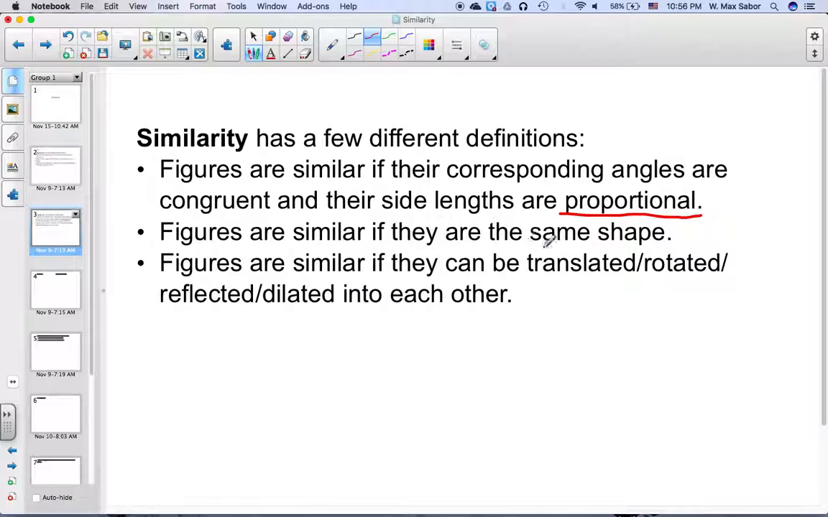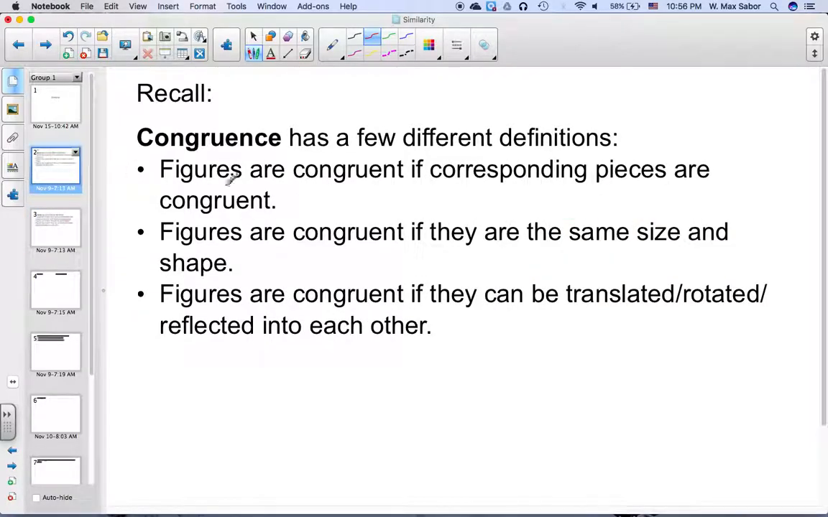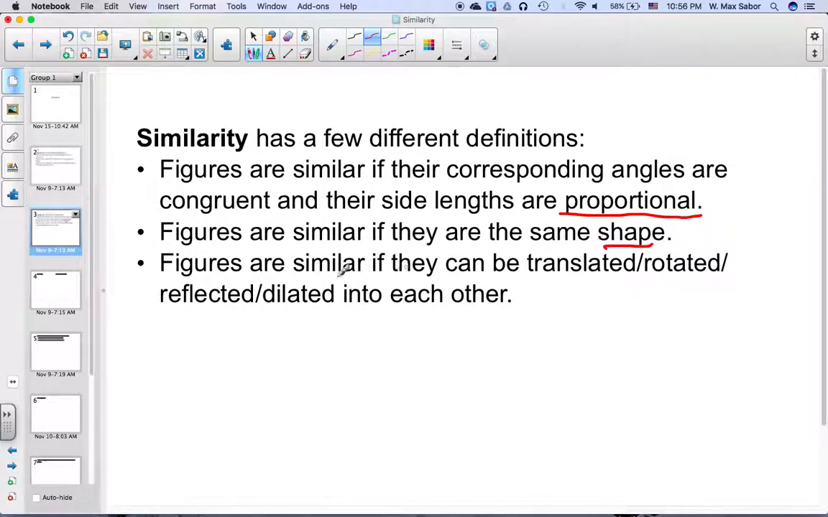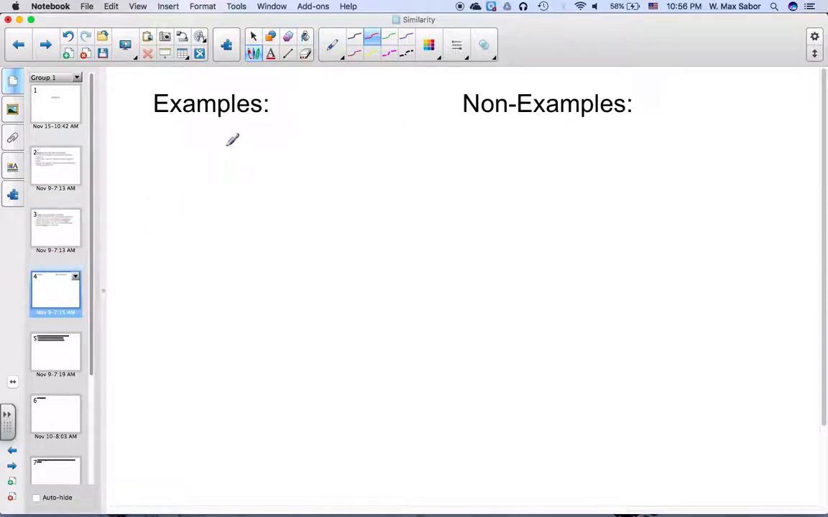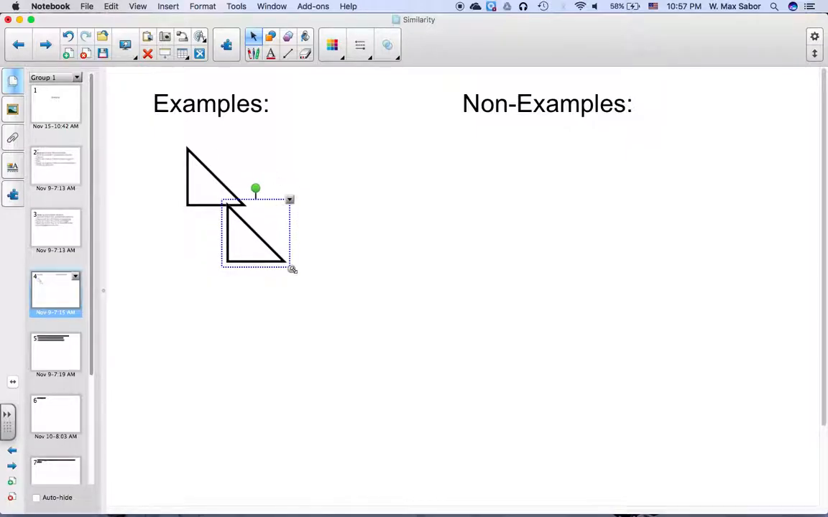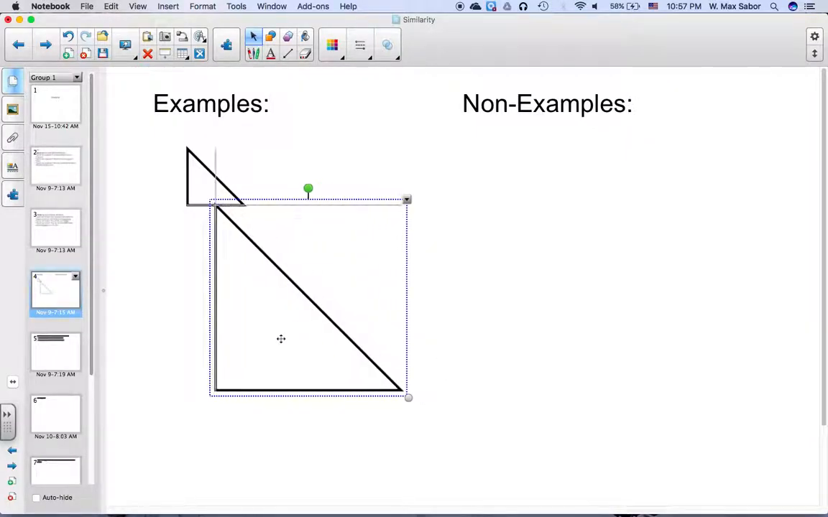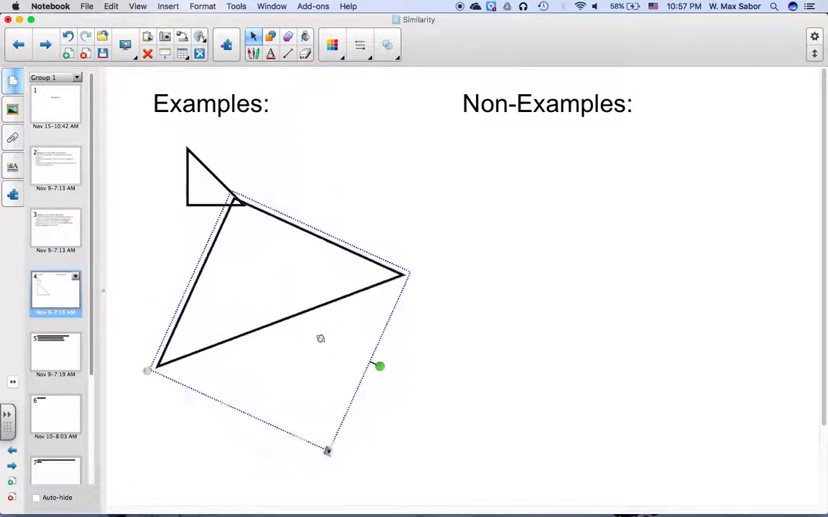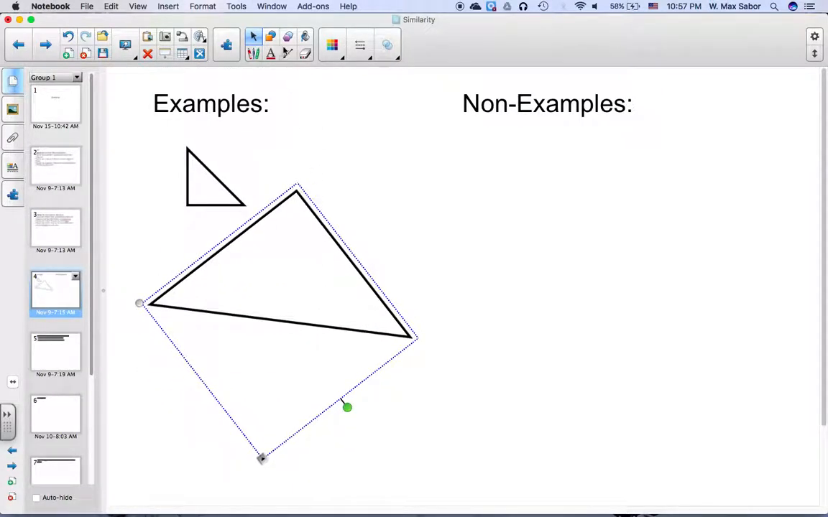Figures are similar if they are the same shape. As opposed to size and shape, now they're just the same shape. And figures are similar if they can be translated, rotated, reflected, that's all the same, or dilated into each other. So some examples of similar figures are if I take this figure and then make it larger without changing the shape, or if I rotate it, that's an example.